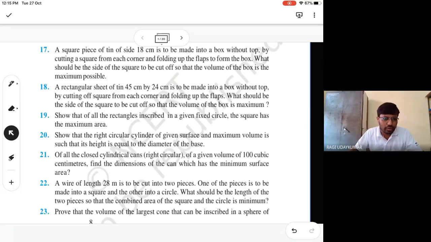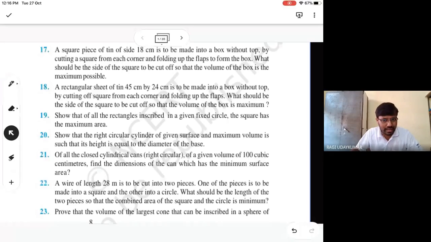So whenever the question is given to you in this way, what to do here to get the solution? We have to take the area of the rectangle to be maximized. You have to maximize the area of the rectangle so that we will get that length and breadth both are equal. So you need to maximize the area of the rectangle.